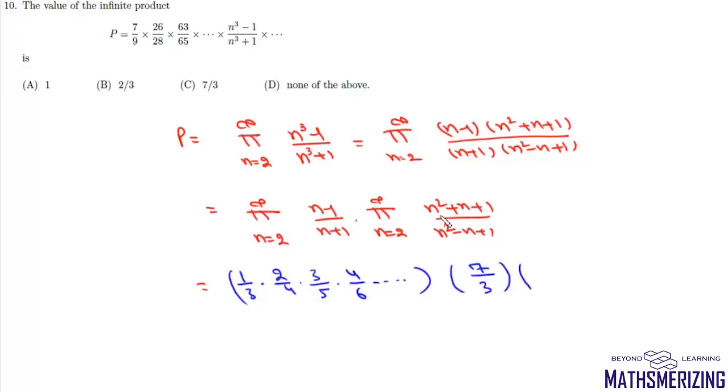Now we'll put n as 3, it'll be 9, 10, 13, and here it will be 9 minus 3, 6 plus 1, 7, and this series again will continue up to infinite. Now here this 3, 4, 5, 6, they'll all get cancelled, and here also this 7, 13 will get cancelled. So we'll get this result as simply 2 by 3. So the value of this infinite product will be 2 by 3, and that's your option number B.